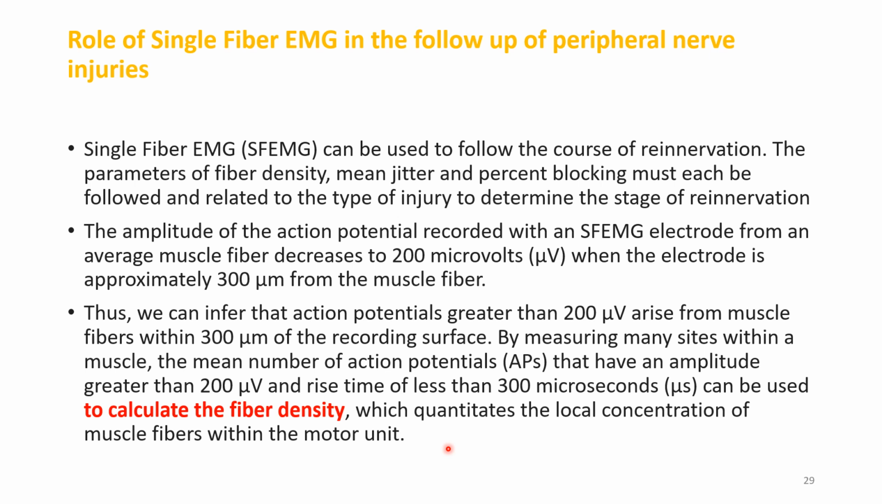So normally there should be more than 200 microvolts amplitude within 300 microseconds. So that is normal. So if the time is more or if the amplitude is less, then we can imply that that muscle fiber is atrophied.